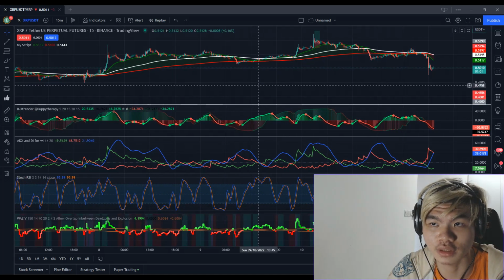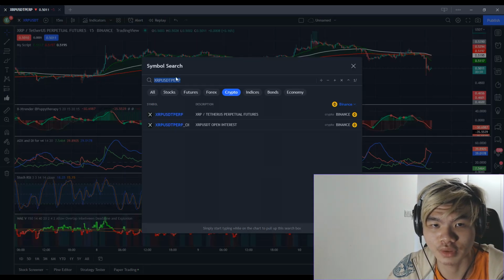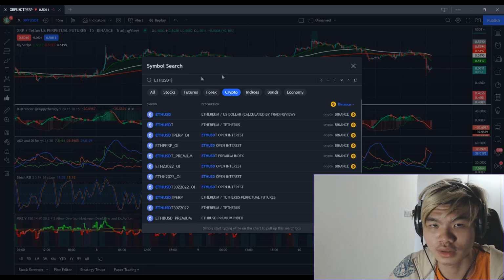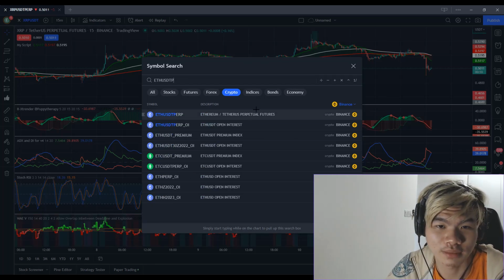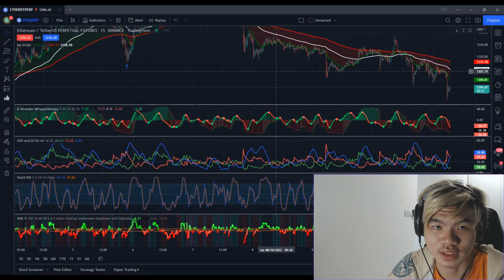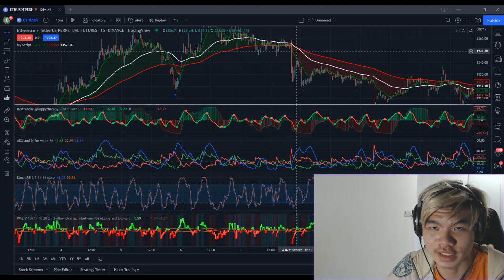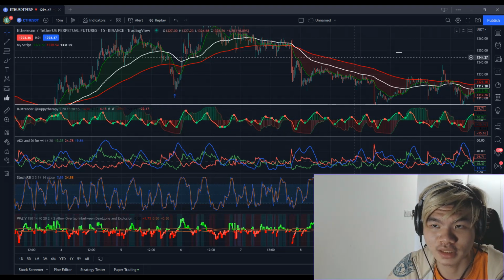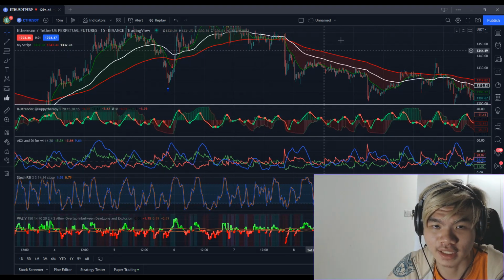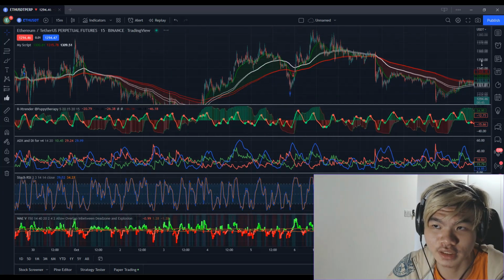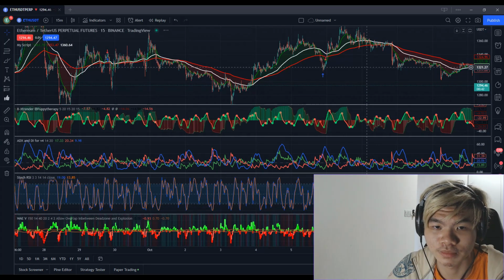And instead of using it on XRP, I'm going to do it on Ethereum, so that gives us a more general perspective on how well this does. Normally the market follows ETH and BTC. I think ETH is a good index tracker in my opinion. So yeah, we'll be using that.